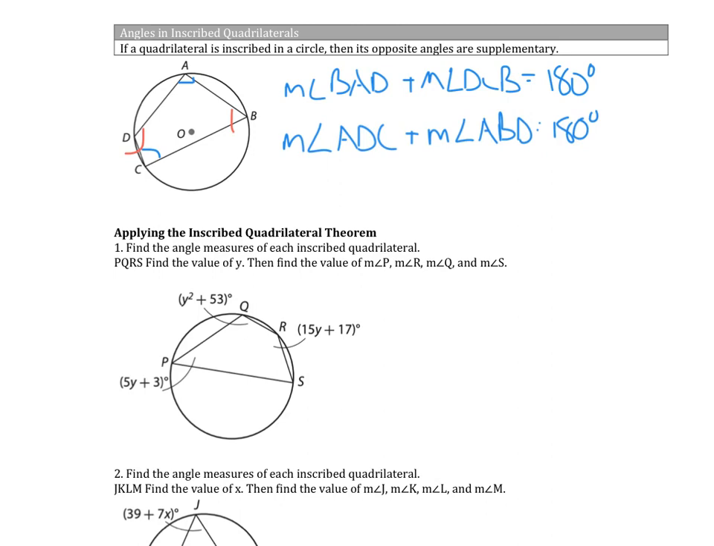So we're going to find the angle measures of each inscribed quadrilateral. PQRS, find the value of y, then find the measure of angle P, Q, R, and S. So let's start with the two angles we know something about. So P and R, they're opposite angles, which means I know that the measure of angle P plus the measure of angle R has to equal 180.